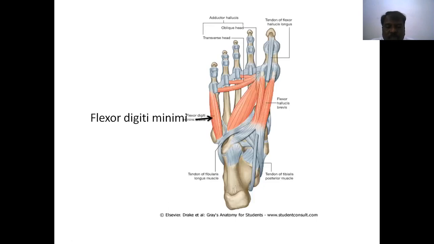See here, this is the third layer. One is the flexor hallucis brevis, two muscles. Here also the oblique and transverse heads make the adductor hallucis. This is the small flexor digiti minimi muscle. These are all for plantar flexion of this small digit. This is for the great toe, adduction of the great toe.